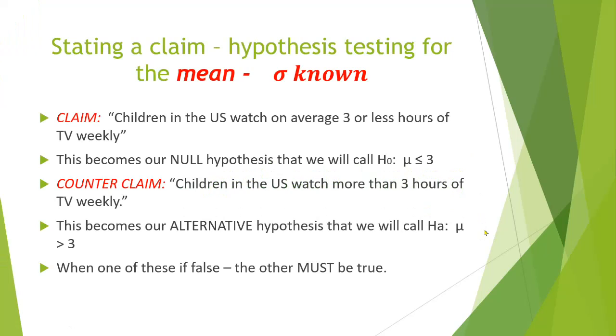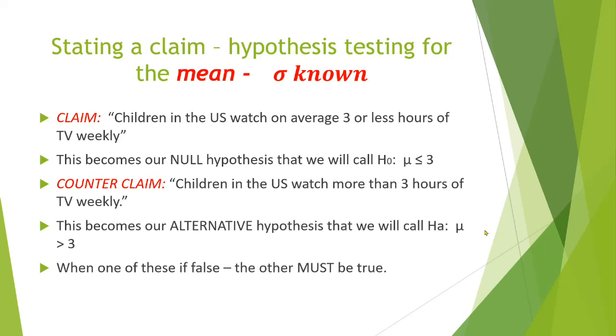So the first step in hypothesis testing is to state the claim and the counterclaim. The claim is children in the U.S. watch on average 3 or less hours of TV weekly. So that becomes our null hypothesis because it does contain the equality. The null always has to contain the equality. And so the null hypothesis, H sub 0, is that mu is less than or equal to 3. The counterclaim then will be the opposite of that, which is mu is greater than 3.